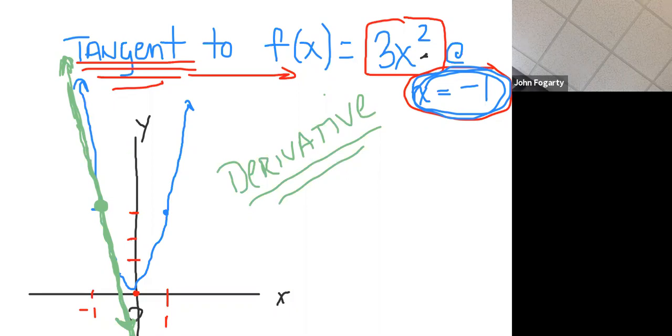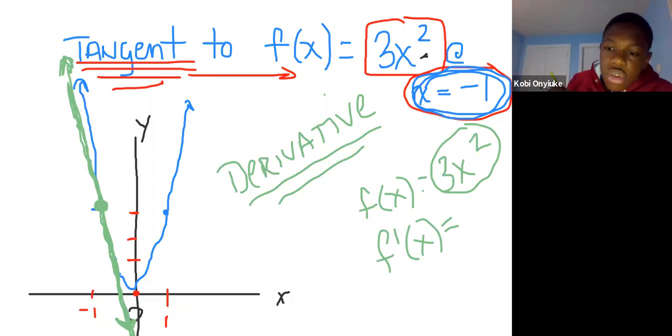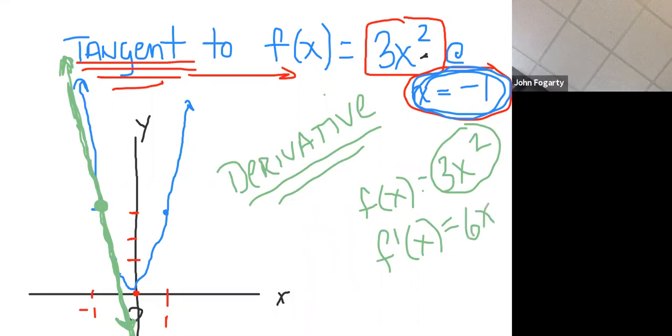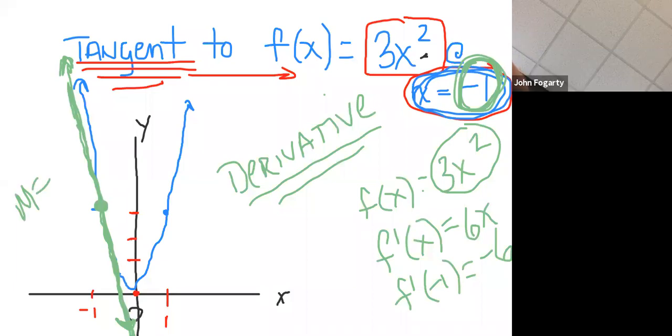Fellas, function of x equals 3x squared. What's f prime of x? What's the derivative of that? 6x. Beautiful. So now, take -1 and stick it in there. What do you get? Negative 6. Beautiful. So my slope of this tangent line is -6. All righty.